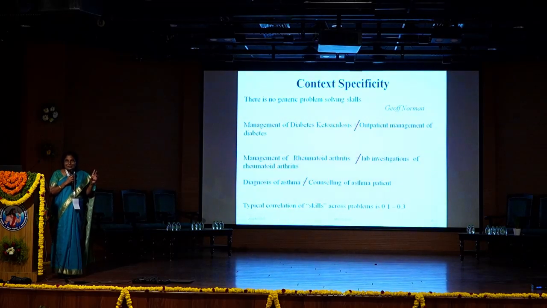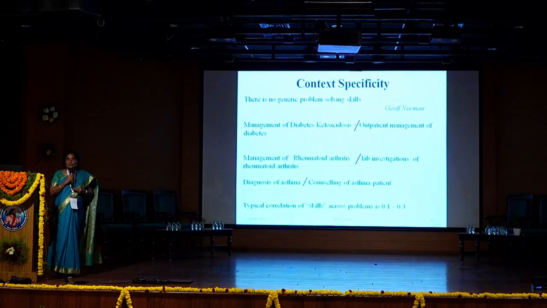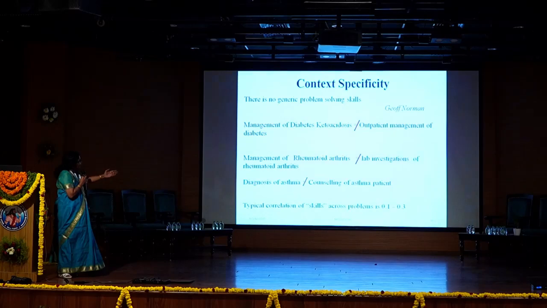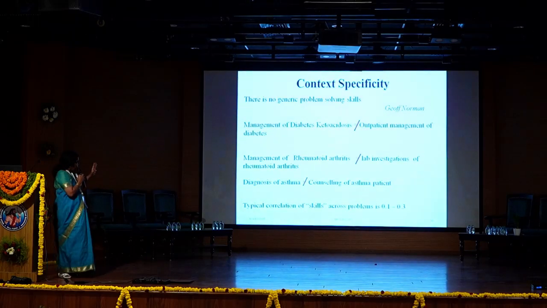So the problems and the skills are both different, but we must know where the criteria, the typical correlations to the skills across the problem, with the ratio of 1 is to 3.1 and 0.3. So both are different. So that's how I put it.